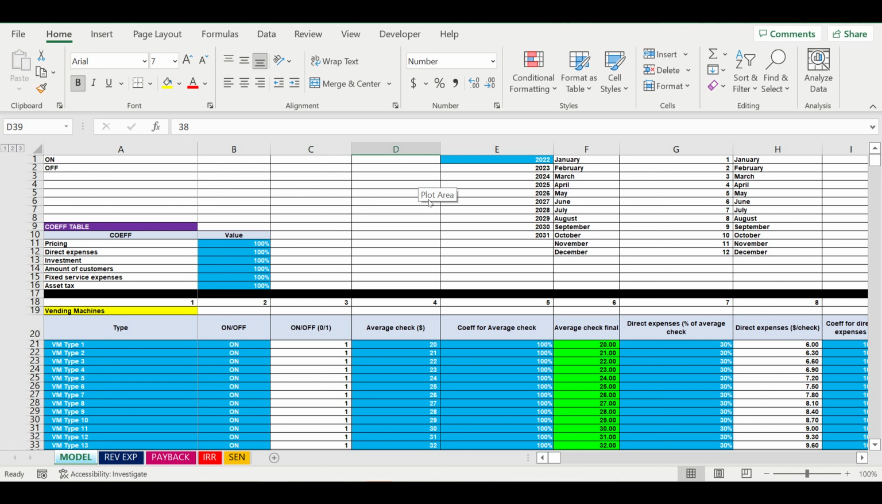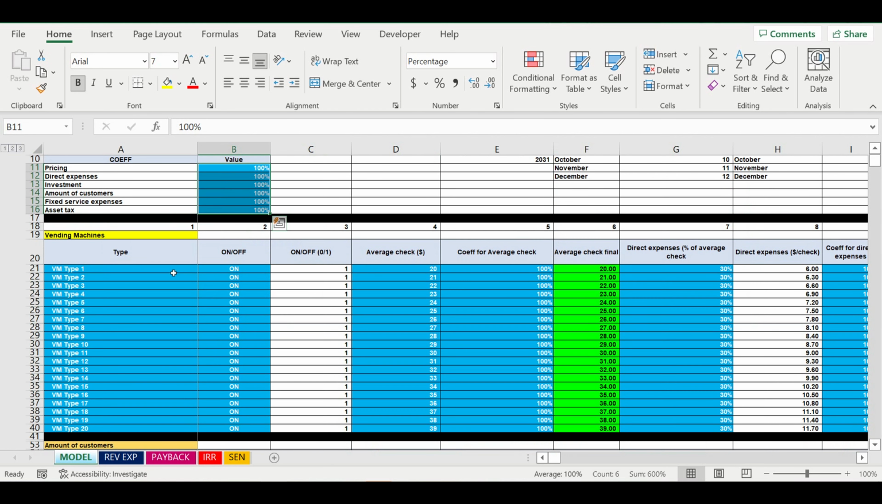Today I will show you what parameters may affect the simple discounted payback period and the cash flow statement of a vending business idea. So let's start. First of all, we have a unique rule through all of our models: blue cells are our inputs, all other cells are automatic, they are formulas.